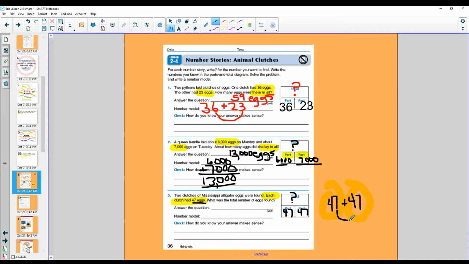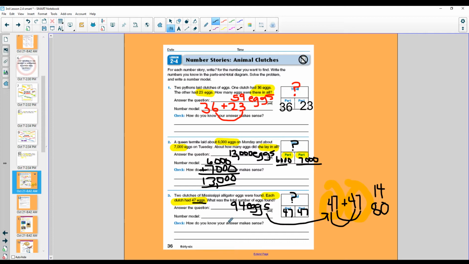Let's add the ones. 7 plus 7 gives us 14. Okay, 40 plus 40 gives us 80. When we put these two numbers together, we get 94. Now, if I just put 94, am I done? No, I need the unit. 94 eggs. My number model is right there.